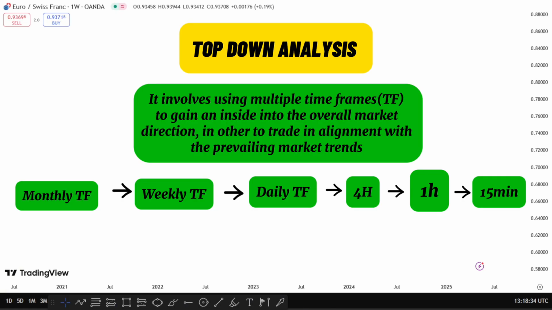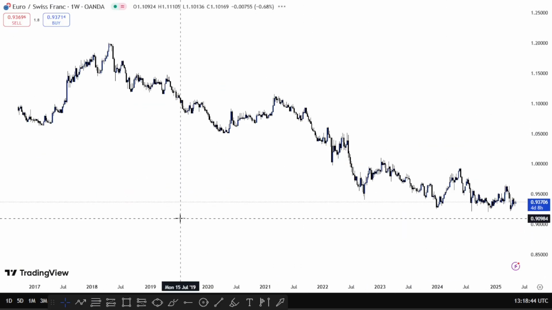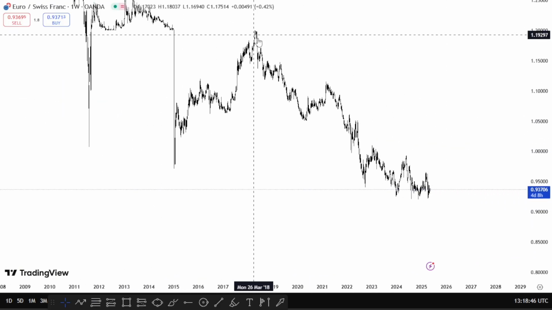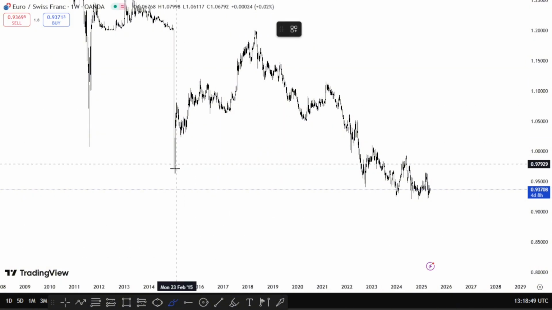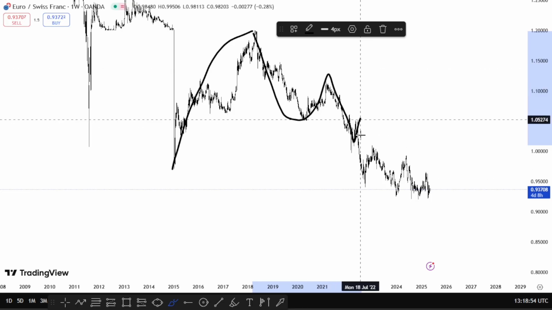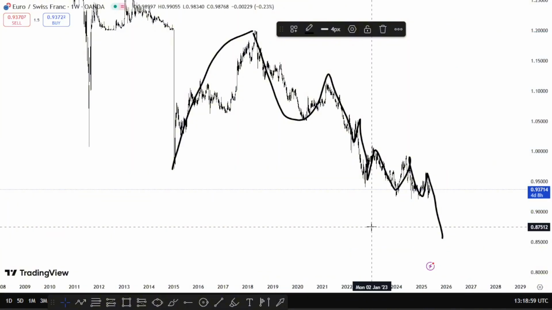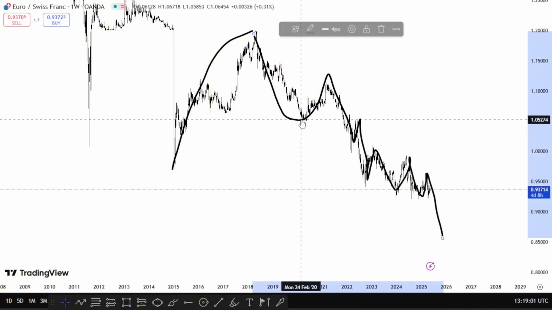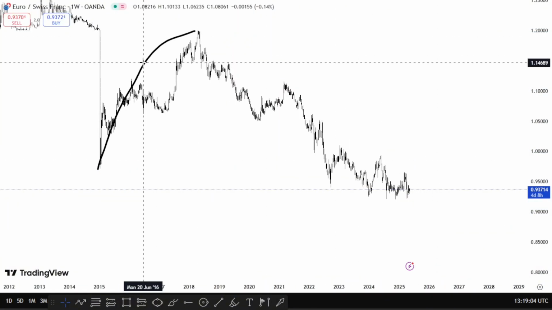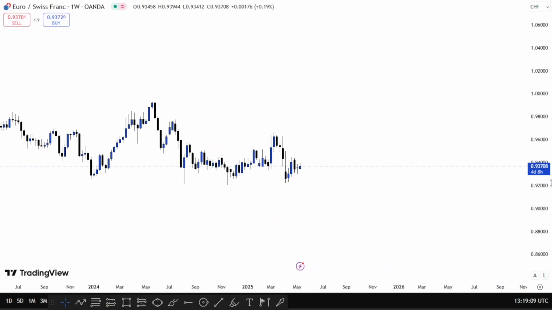So today, we're going to be using the Euro Swiss franc. All right, let's start from the daily time frame. From the daily time frame, you can see that this market is trending to the downside. You can see this is the daily time frame, we have this market movement just like that. So it means therefore that the market is still going down. Okay, so we're going to be using our simple entry strategy technique for this particular market right here.